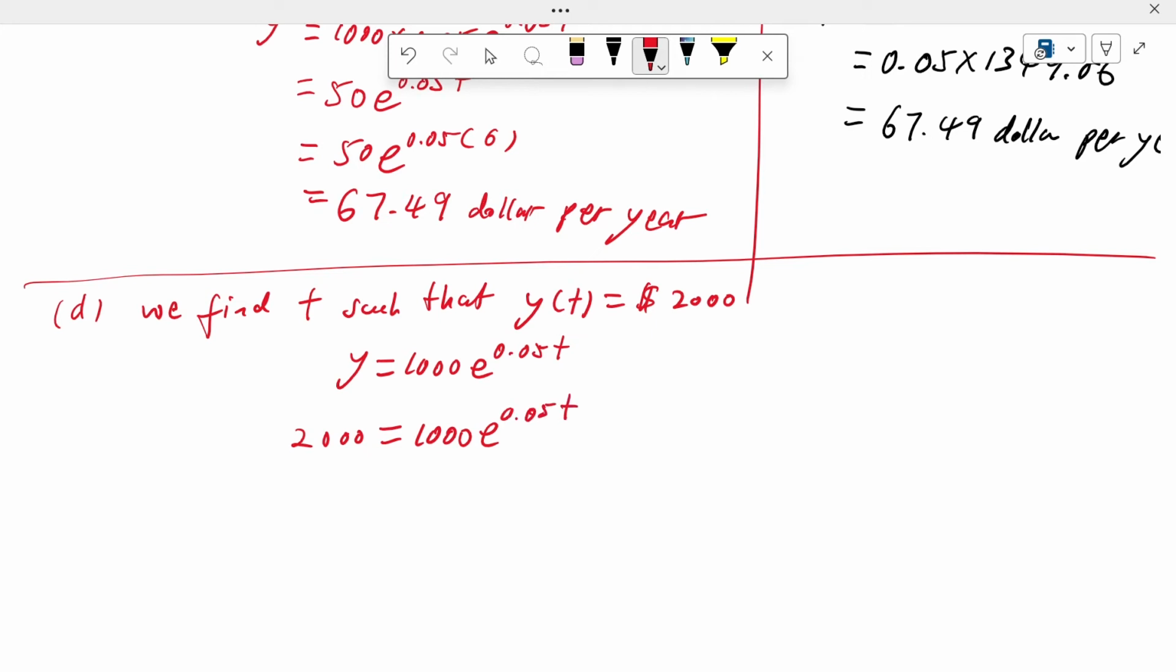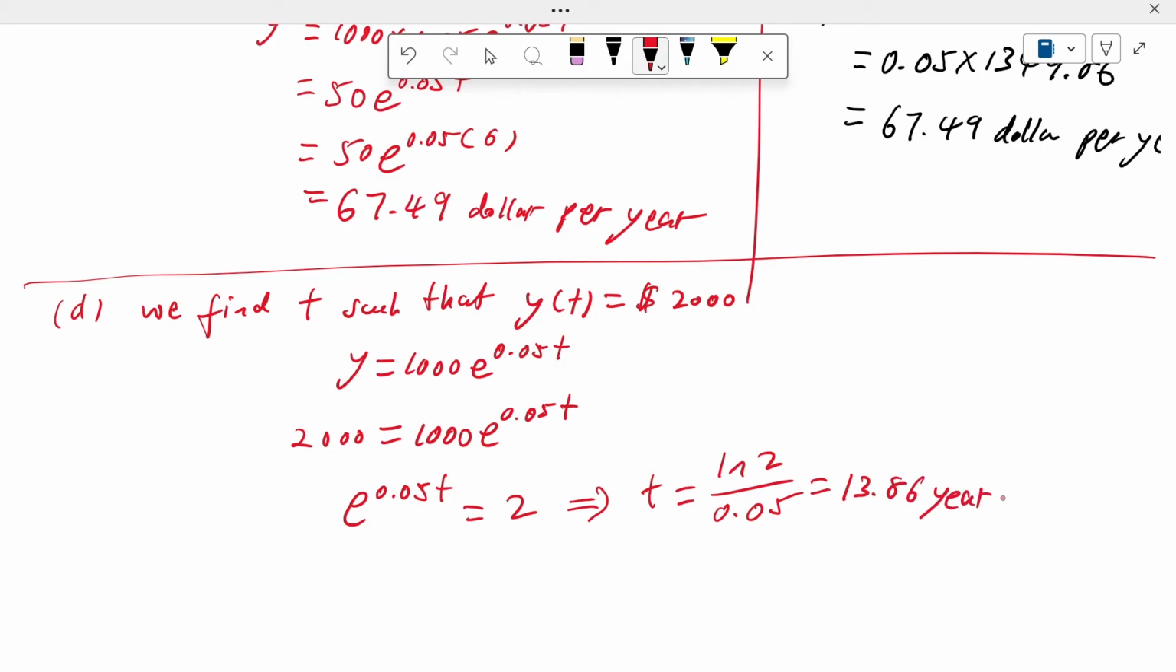Solving this, we have exponential 0.05 t is equal to 2. And then, taking ln on both sides, we can get the t value out, which is ln 2 divided by 0.05. And that will be the years that we need to wait so that our investment will grow to 2,000.